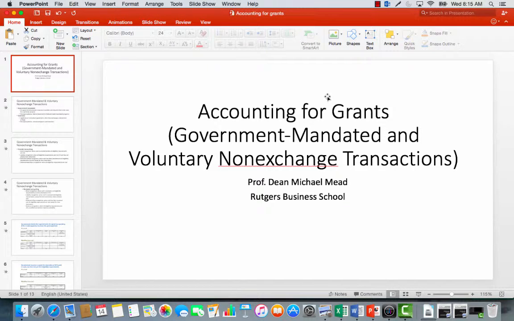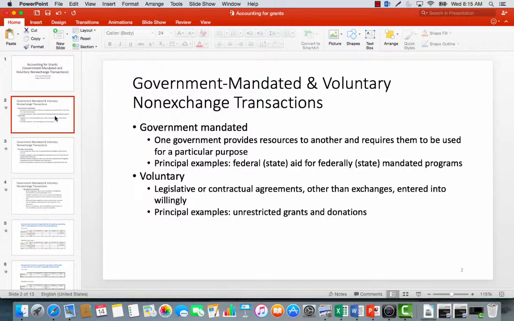This mini lecture deals with accounting for grants. What we're talking about here are two types of non-exchange transactions that state and local governments commonly account for. In the parlance of the accounting standards, they're called government-mandated non-exchange transactions and voluntary non-exchange transactions.